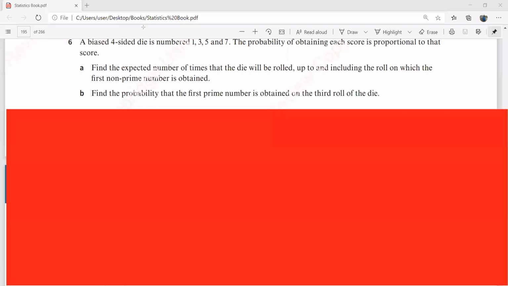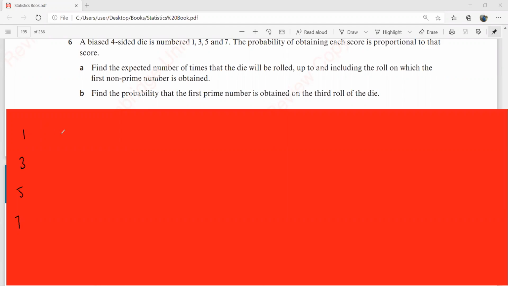This is question number 6. It says a biased four-sided die is numbered 1, 3, 5, and 7. The probability of obtaining each score is proportional to that score. So basically, your score can be 1, it can be 3, it can be 5, it can be 7. The probability of obtaining each score is proportional to that score.